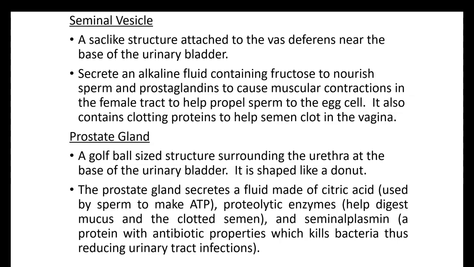Next, it's going to reach the prostate gland. The prostate gland is going to be a golf ball sized structure that surrounds the urethra at the base of the urinary bladder. It's kind of shaped like a donut, so it goes around that urethra. It's going to secrete a fluid made of citric acid. That, in turn, is going to be used by the sperm to make ATP. Remember, ATP is your very important energy molecule, and that's going to give sperm enough energy in order to make it to the egg.